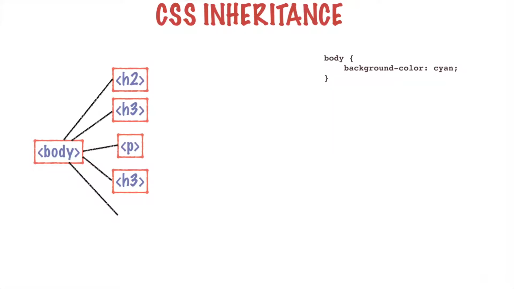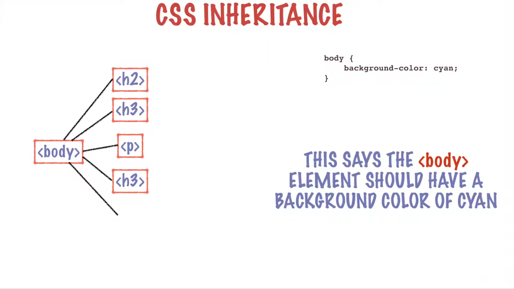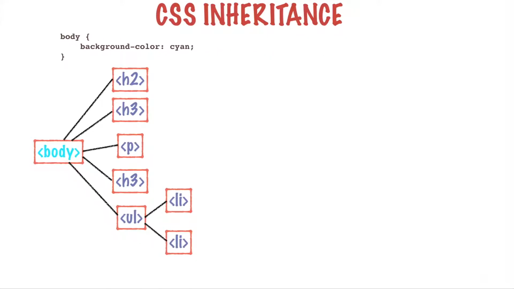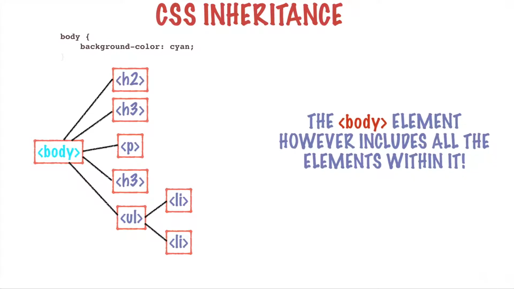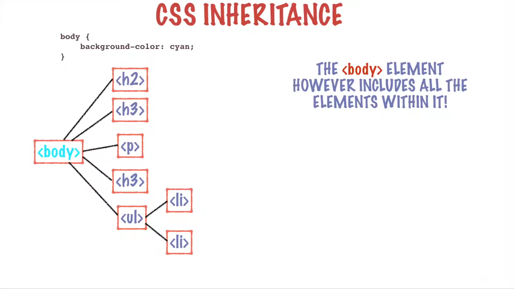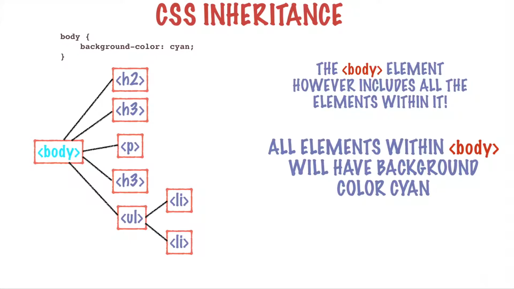Now here's the deal. When we apply a CSS style or a rule to the body element, what elements are going to be governed by this rule? That's the question that we are seeking to answer. For instance, here we've defined a CSS style or a rule saying that the body element should have a background color of cyan. The question now is, what elements specifically will be governed by this rule? The body element, of course, but the body element includes a whole bunch of other elements within it. All of those elements will also be governed by the same style, and therefore all of them will have the same background color of cyan.